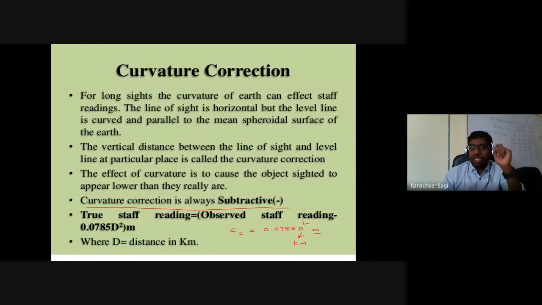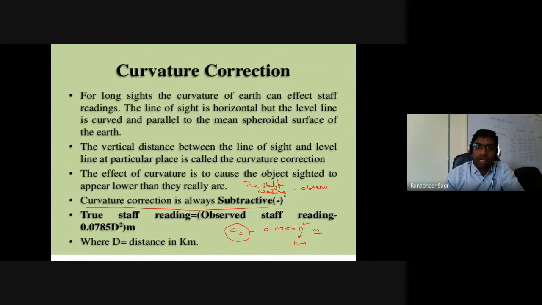What is this d value? It is the horizontal distance between the instrument station position and the point where you are placing your leveling staff, in kilometers. Depending on the d value substituted in kilometers, we get the correction for curvature, and we said it is always a negative quantity. Then what is the true or correct staff reading? It is your observed staff reading minus the curvature correction.